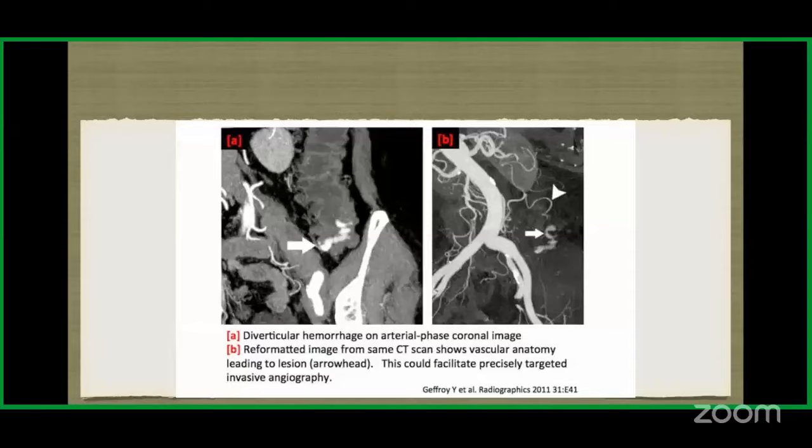You can see the images shown over here in CT angiography, abdominal CT angiography. The first image is showing a diverticular hemorrhage on arterial phase, and the second one, the same CT scan, shows the vascular anatomy leading to the lesion.